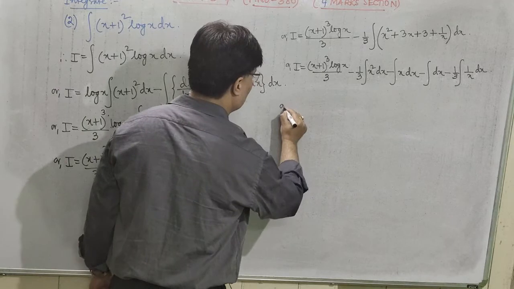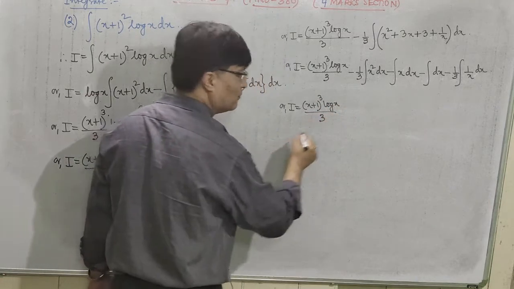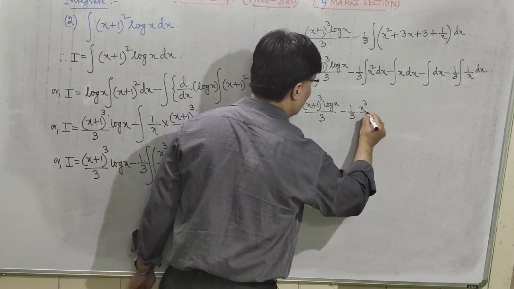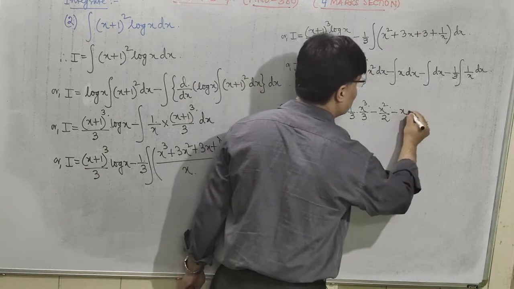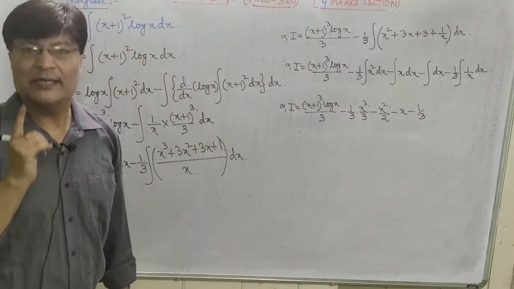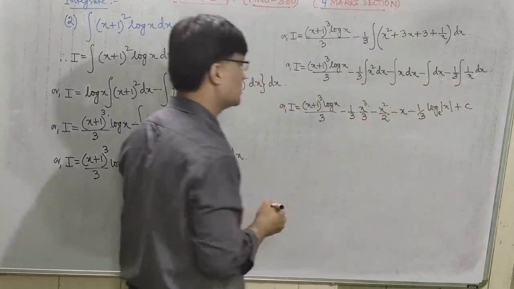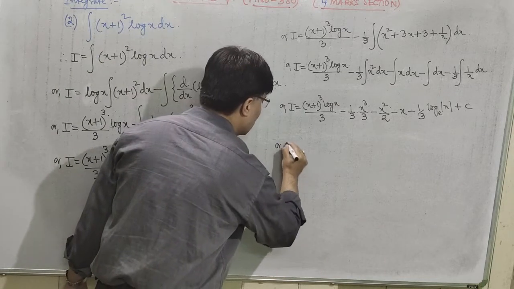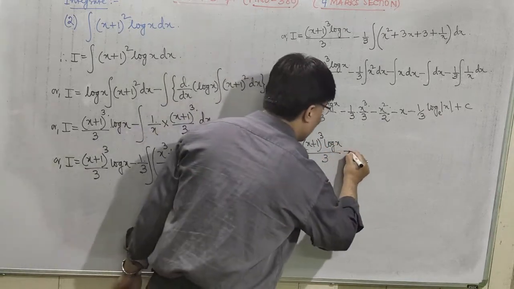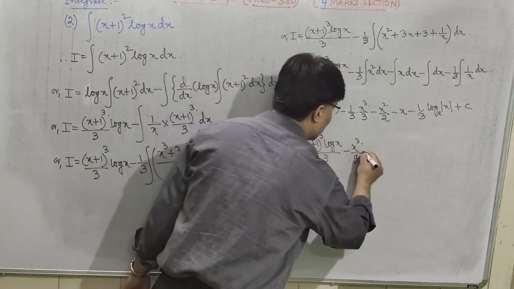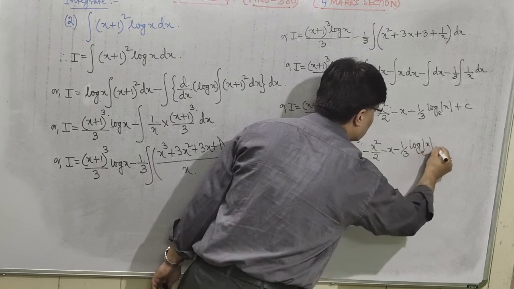So let us evaluate this integration. I is equal to (x plus 1) whole cube log x divided by 3, minus 1/3 into x cube by 3, minus, what is the integration of x? x square by 2, minus, what is the integral of dx? x, minus 1/3. What is the integration of 1 by x? Differentiation of which function is 1 by x? It is log of mod x, the base is e, then what do you write? Plus c. So I is equal to (x plus 1) whole cube log x divided by 3, minus x cube divided by 9, minus x square by 2, minus x, minus 1/3 log mod x, the base is e, plus c.